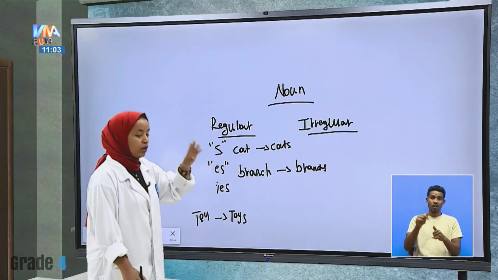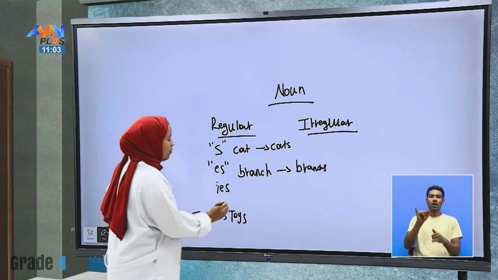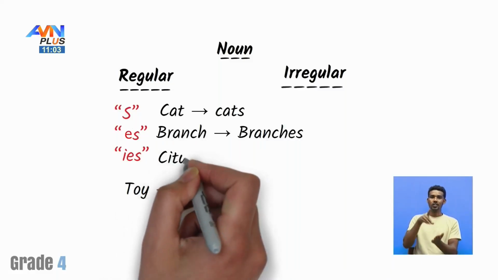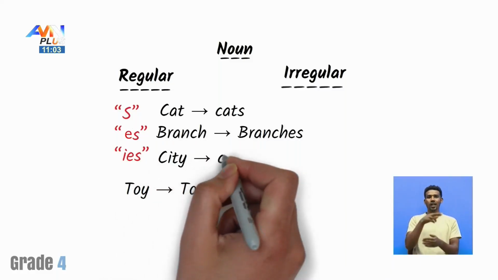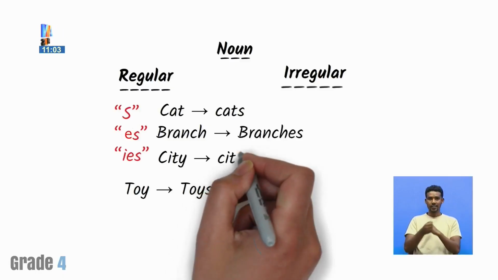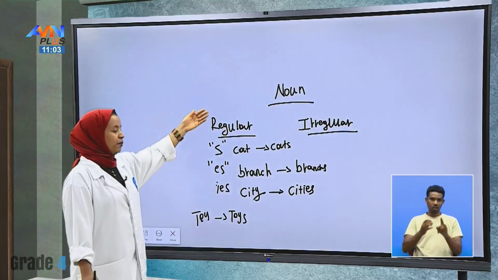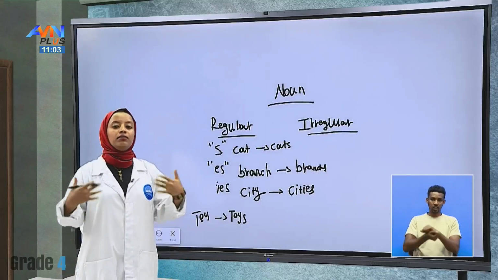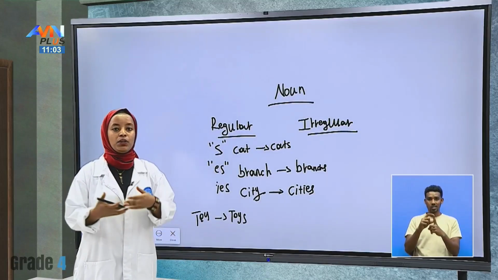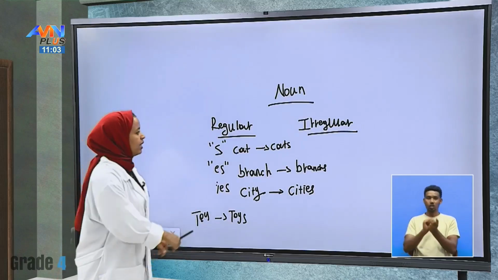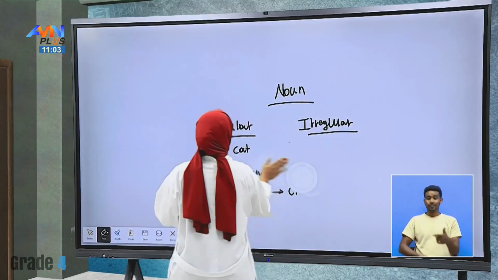So when we come to here, the words are ending with Y. We cancel Y and add IES. For example, city, by canceling Y and changing, cities. This is the regular method of changing singular words to plural words. This is it.